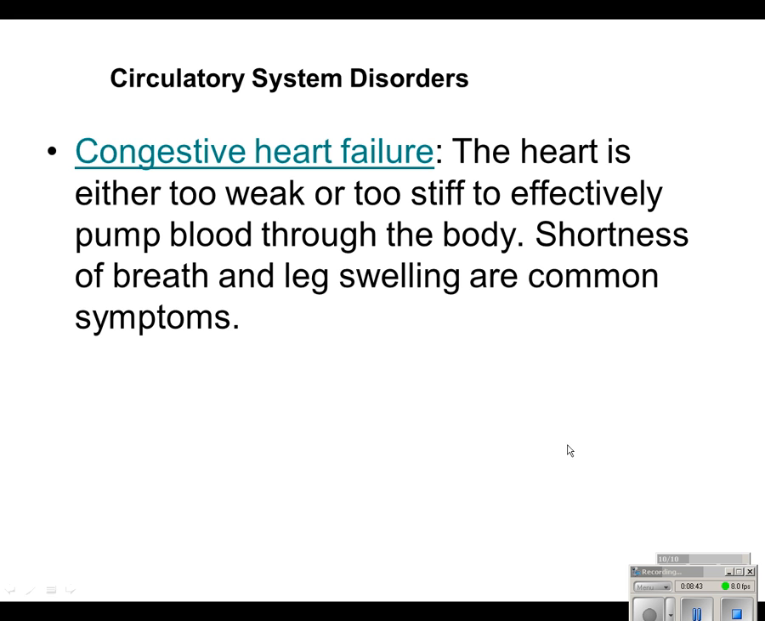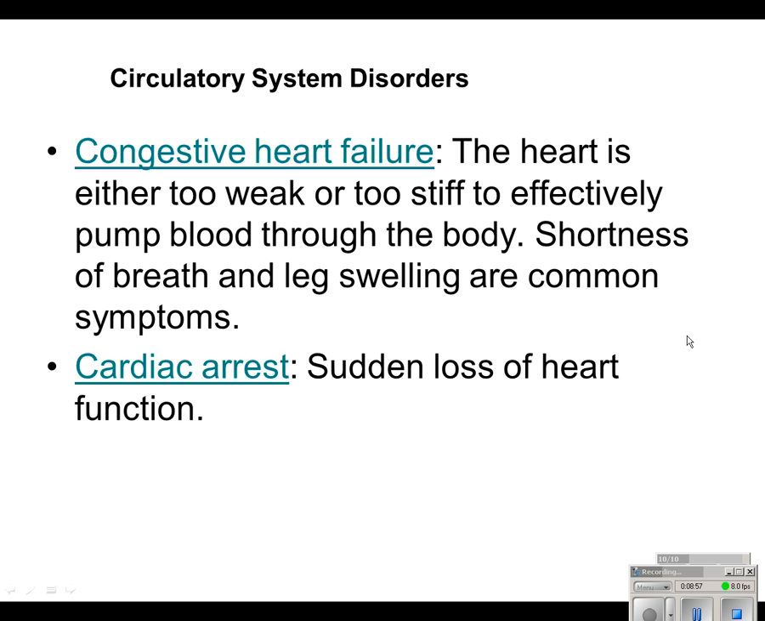Congestive heart failure. This is when the heart's either too weak or too stiff to actually pump blood through the body, and there could be shortness of breath and leg swelling as common symptoms of it. And this is actually a problem with the heart itself. Cardiac arrest. We hear that term a lot. It's actually the sudden loss of heart function. So once the heart stops, that's cardiac arrest.